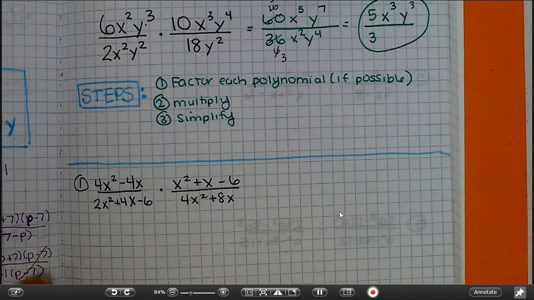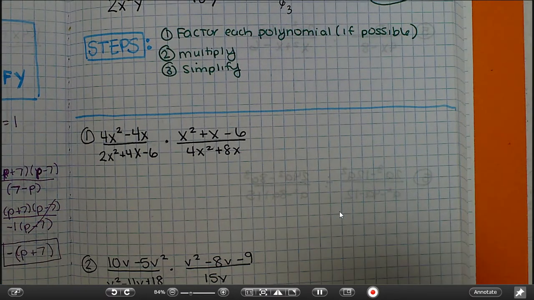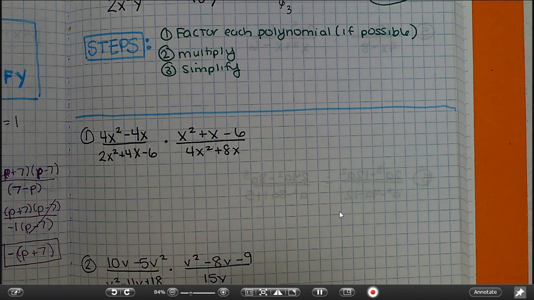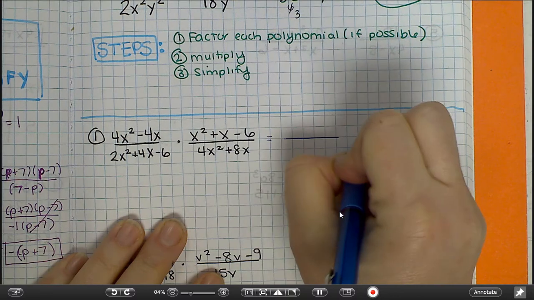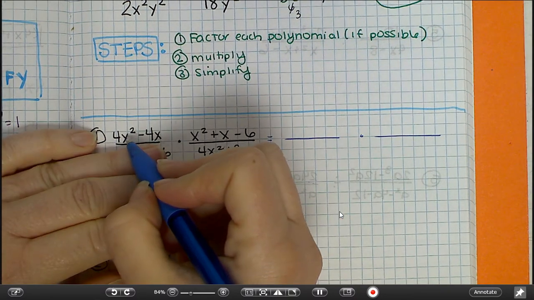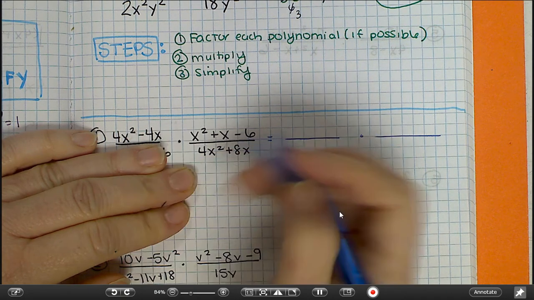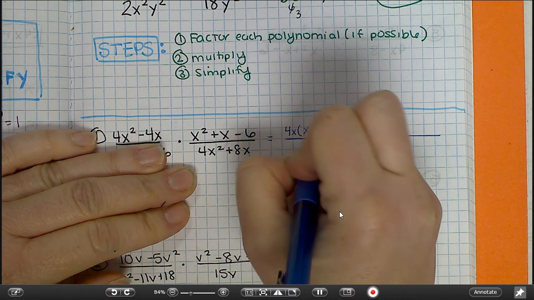Let's look at the first one that has actual polynomials. The first thing you want to do is factor these polynomials one at a time. That's a lot of work, which is why I asked you to get really good at factoring. So I'm going to write this out like this. We're going to factor. So let's look at the first one. 4x squared minus 4x. Is there a GCF? Yes. 4x, and we're left with x minus 1.